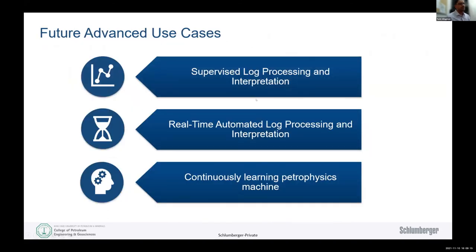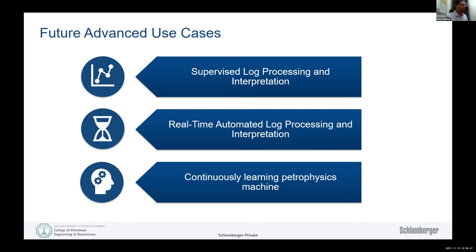Okay, so in the example previously, we actually covered almost four uses of CBML. We can do automated zonation. We can do automated quality control. We can do automated clustering, and we can do automated log interpretation or petrophysical interpretation. So CBML has many, many uses, and we can apply these uses in the future.